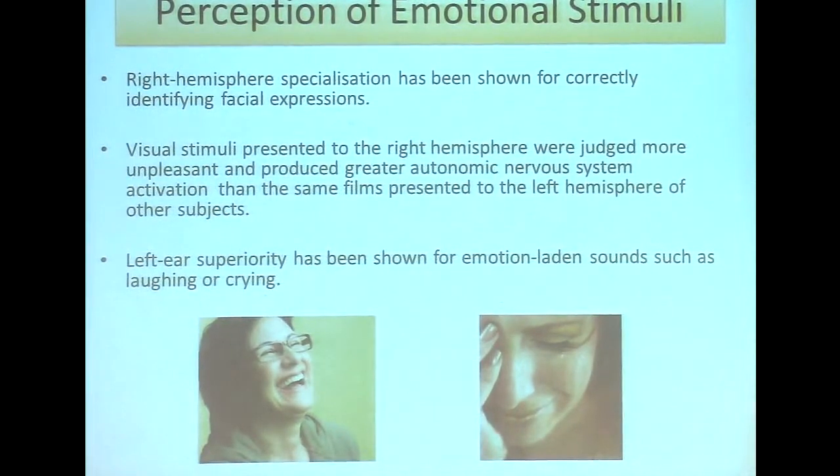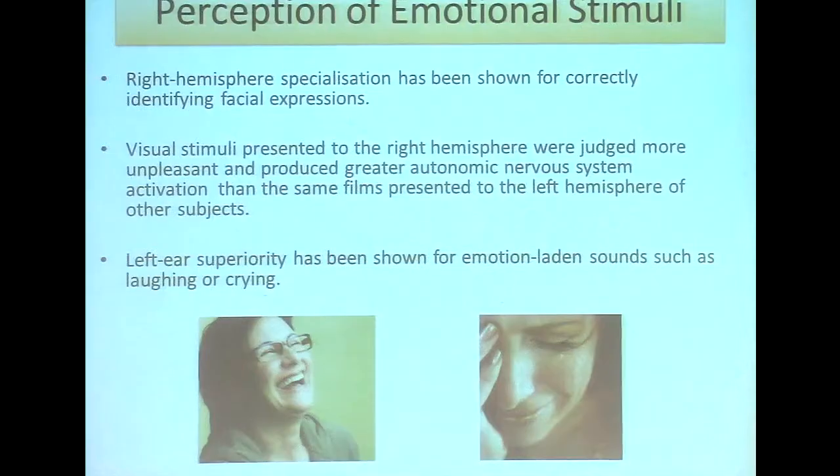The right hemisphere tends to be a bit more morbid, and the left hemisphere tends to be a bit more upbeat and optimistic. The right hemisphere tends to be more pessimistic. And it's just an interesting thing. So you find with people who've had massive strokes on the left-hand side, for example, they would tend to be a bit more depressed. People who've had massive strokes on the right-hand side, they would tend to be a bit more upbeat. Now, there's a left ear superiority that's been shown for emotionally laden sounds, such as laughing or crying. You will remember when we dealt with the ears, when sound comes in, it goes to the left hemisphere and the right hemisphere quite directly.